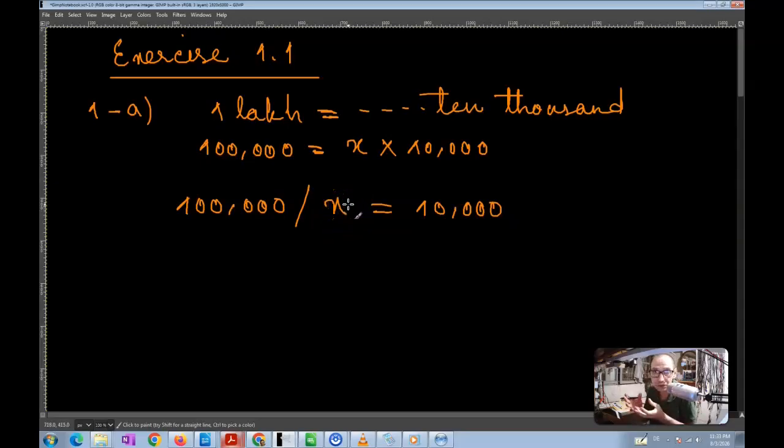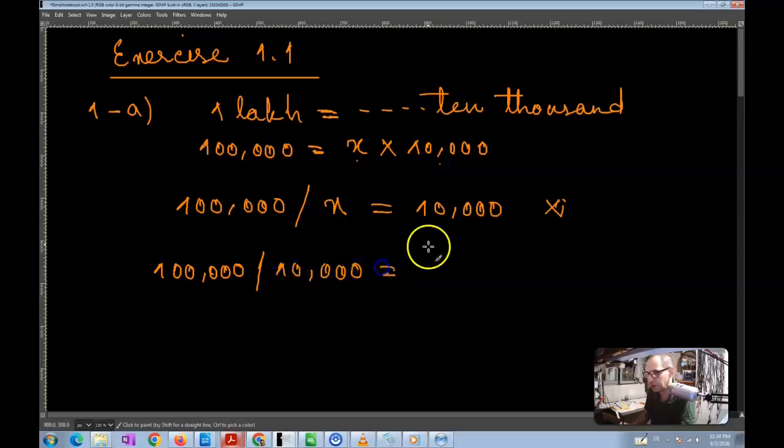My goal was to be able to calculate something actually, so this is of course not going to help me. Or if I take essentially the same 100,000 and divide it by, now instead of dividing by x, I'm going to divide by this number, which is 10,000, right? And that is equal to the other number, which is x. So now this way we have actually found the value of x. It's 100,000 divided by 10,000.